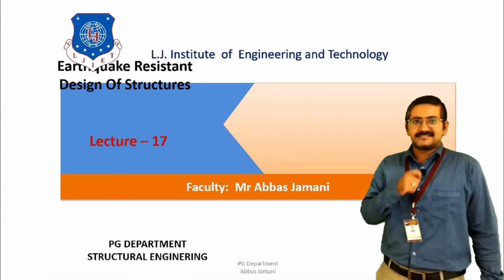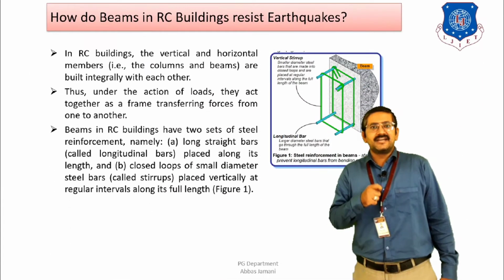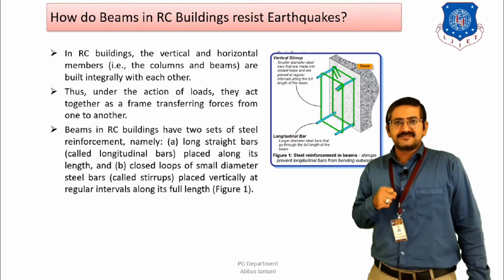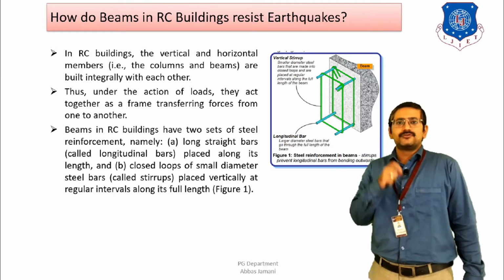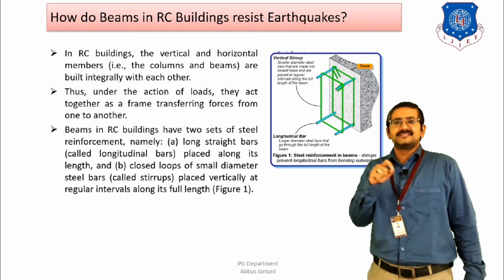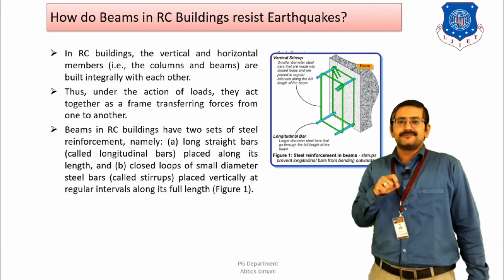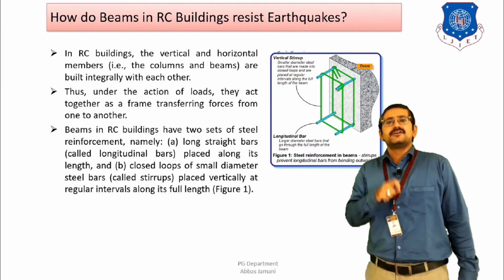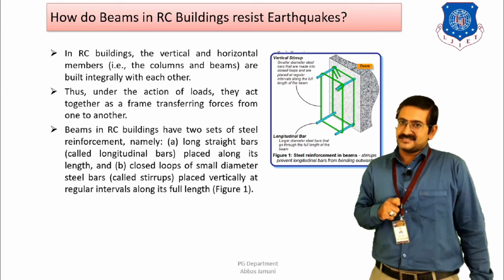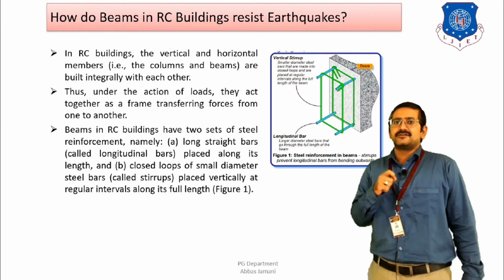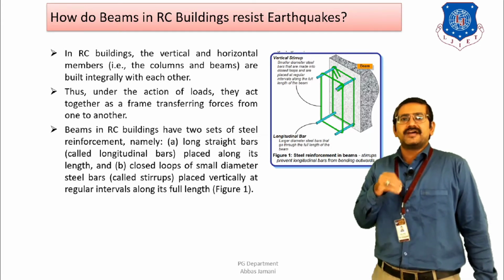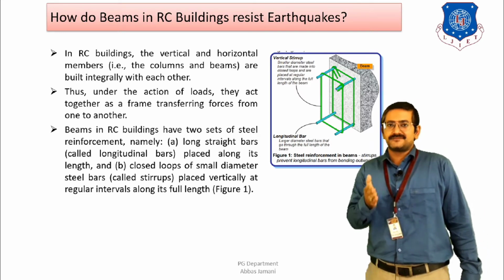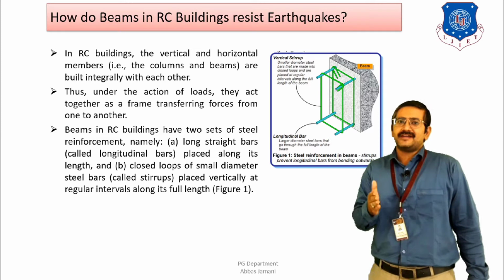Right? So let us start today's discussion with understanding how beams in RCC buildings resist earthquakes. We know that in RCC buildings, two columns and the horizontal member, that is the beam, combine together to form the moment resisting frame. As a result, the reinforcing bars of beams and columns are integrated into each other. Under the application of loads, these members are going to transfer the force from one to another, and they are going to act together, right?